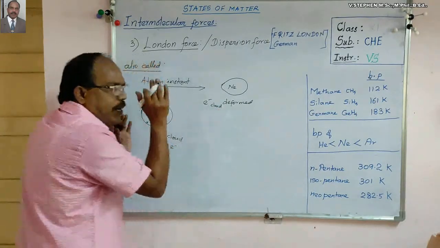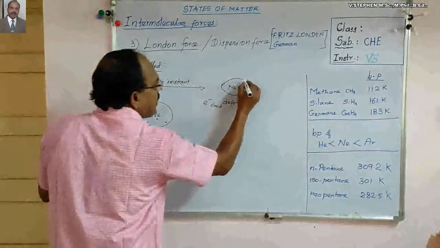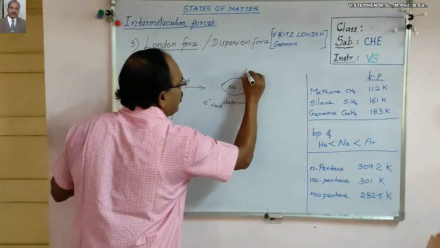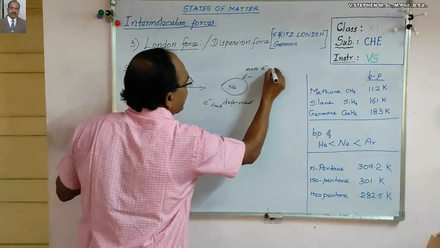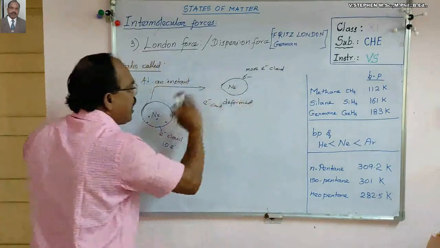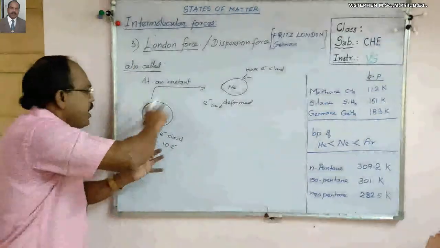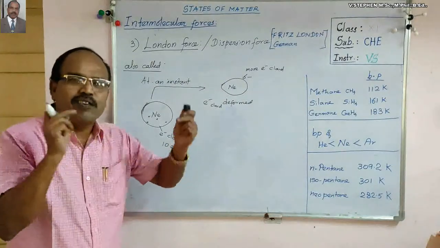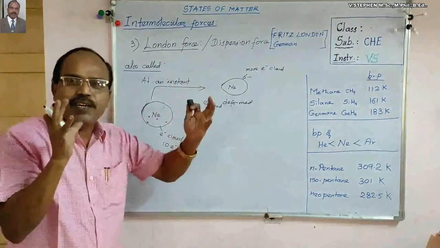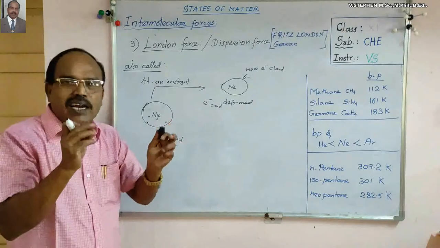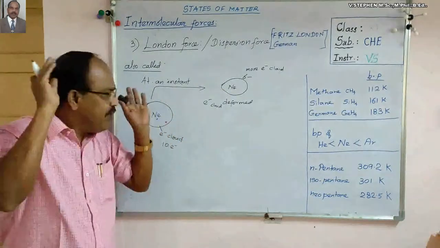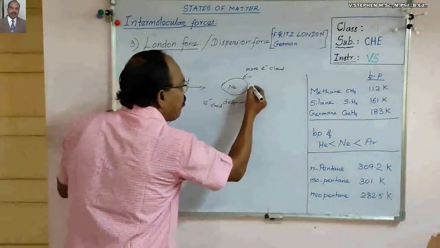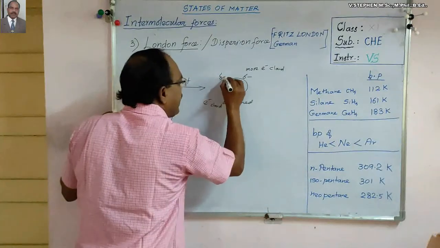Electron cloud. This is at a particular time, imagine. And on this side, delta minus, there is more electron cloud, due to unsymmetrical distribution. So when they keep moving, at every instant you cannot say the electron is uniformly distributed symmetrically on both sides. Definitely at a particular instant, it will happen that one side has more electron cloud and another side has less electron cloud.